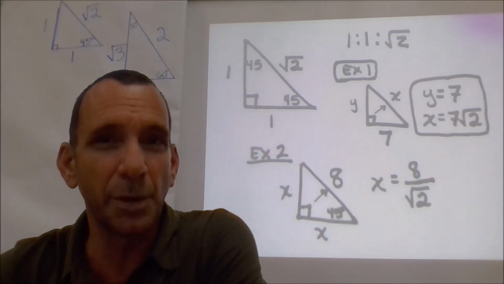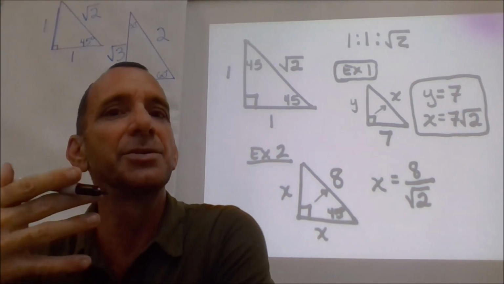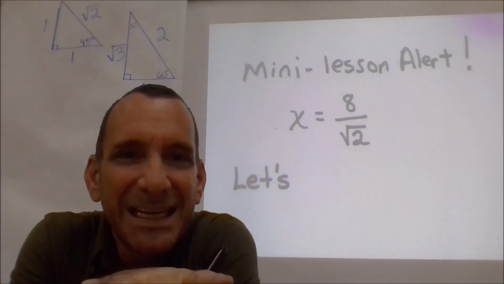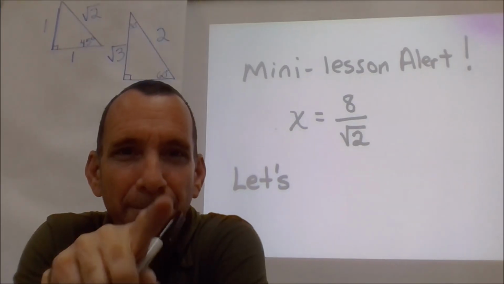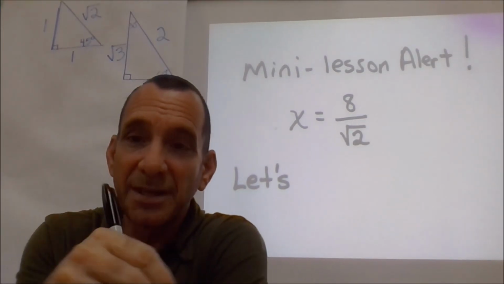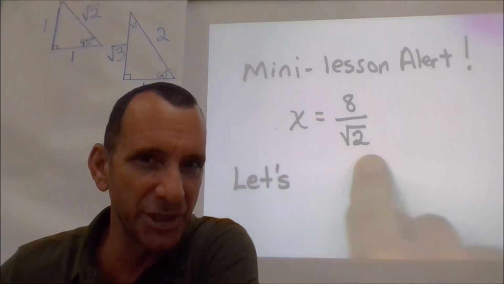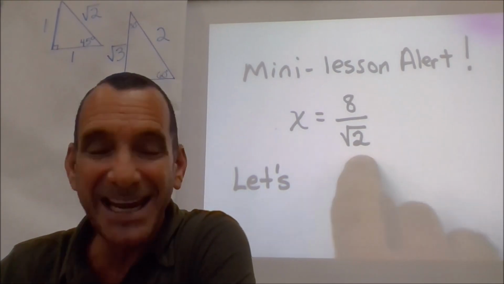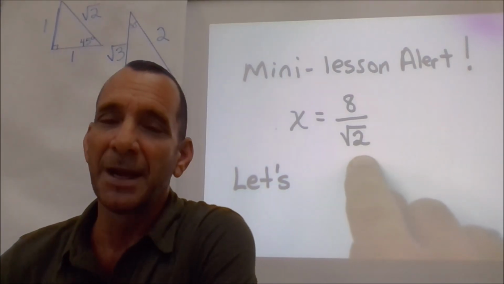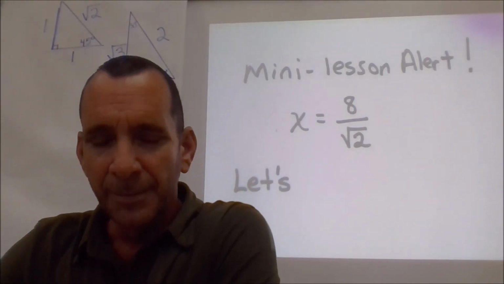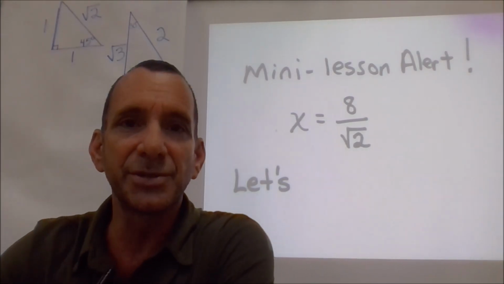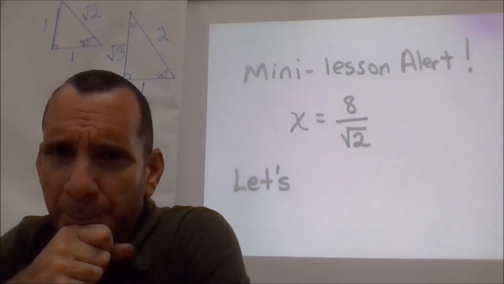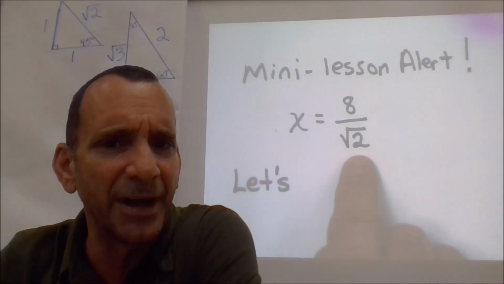The leg times the square root of 2 is the hypotenuse, so the hypotenuse divided by the square root of 2 is the leg. I have a mini lesson alert. This is a mini lesson that will help us simplify this expression. This was the answer that we got in example 2 of the last problem, 8 divided by the square root of 2. Now I'm not going to punch that in my calculator because I want my answer to be in simplified radical form. But there's a problem here because this is not simplified.